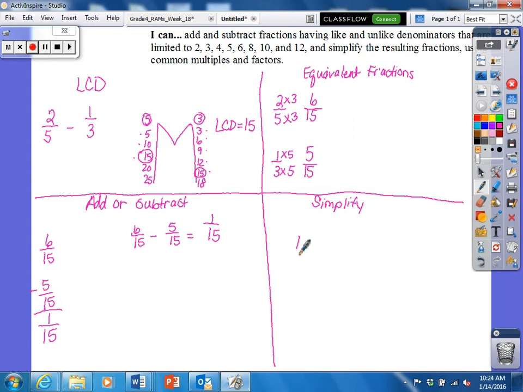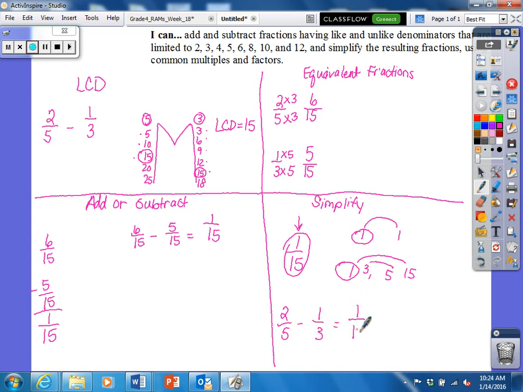And today's simplifying is easy because if our numerator is 1, remember our rule, 1 and done. If our numerator is 1, we're done. And that also can work if we have our factor rainbows. I would have a 1 and a 1, and that's it. 1, 15, 3, and 5. If your only common factor is 1, you're done, which means your answer is already in simplest form. So 2/5 minus 1/3 equals 1/15.